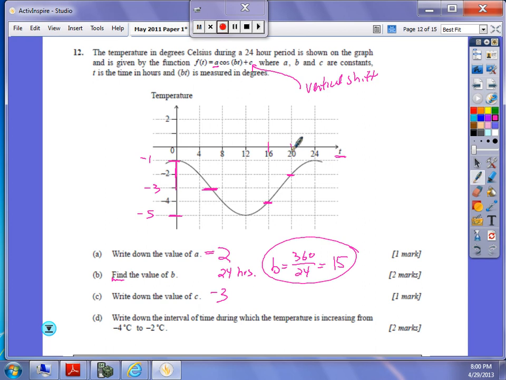So those x values: the temperature is increasing when the time values are greater than or equal to 16, but less than or equal to 20. Now you could also write from 16 to 20 using interval notation. That would be totally fine. So that's where we're increasing.